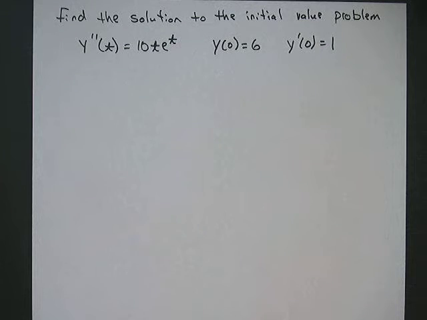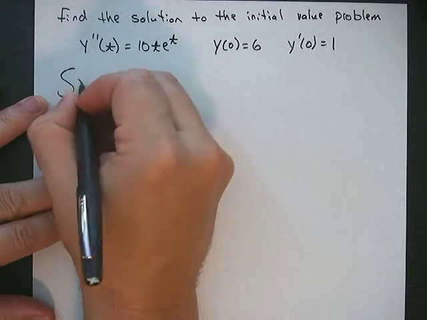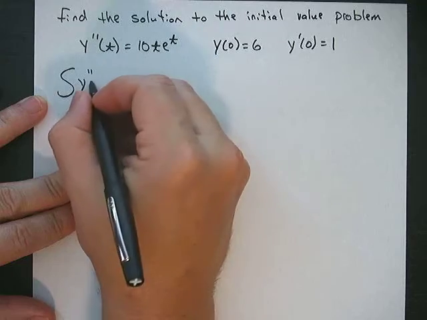Find the solution to the initial value problem. We're given y double prime of t is equal to 10t e to the t, y of 0 is equal to 6, and y prime of 0 is equal to 1. Okay, so the first thing we're going to do is integrate both sides of this equation here.